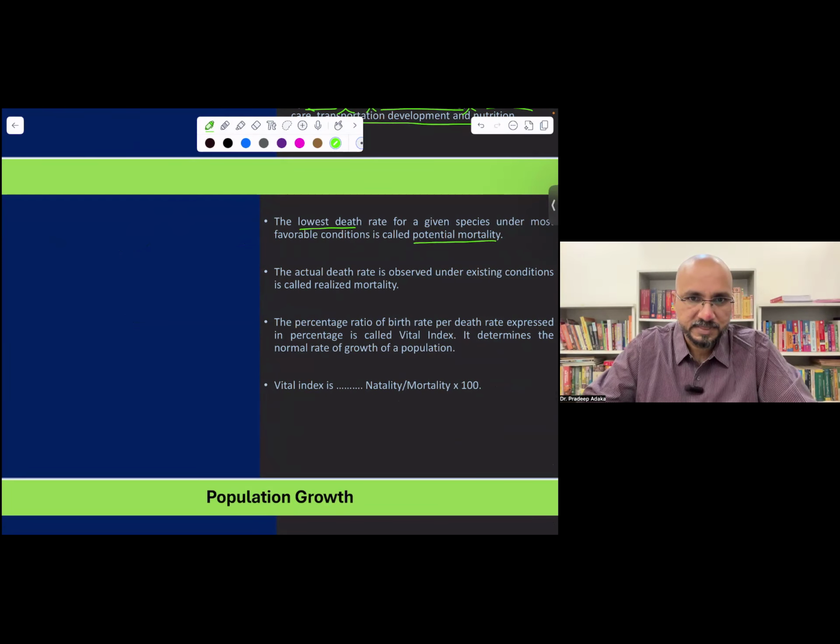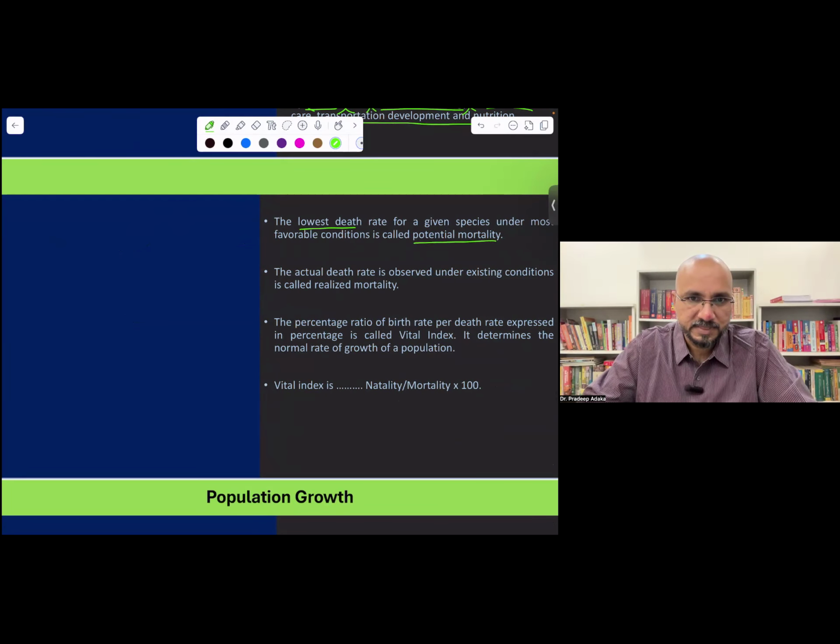Fertility is the actual birth rate. Here the individual has given birth to a certain number of offspring. So fertility is the actual birth rate, the realized birth rate, realized natality, whereas fecundity is the maximum theoretical value or the potential to give birth.